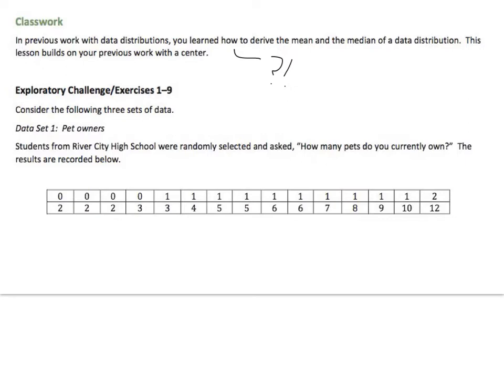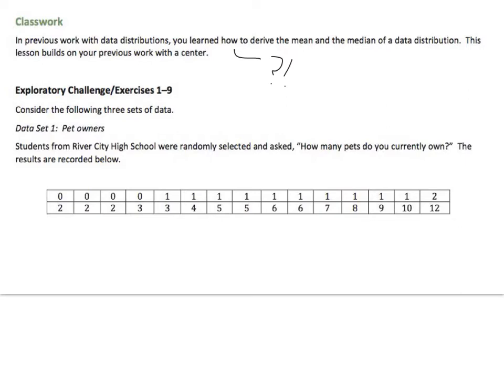But this lesson is going to build on your previous work with what the center was. Cool? So let's look at the following 3 sets of data. We're going to do one set of data at a time. Here we have students from River City High School randomly selected and asked, how many pets do you currently own? The results are recorded below. So these are just results. One person said none, 0. This is just individual people and what they said, right? We're going to do stuff with that.